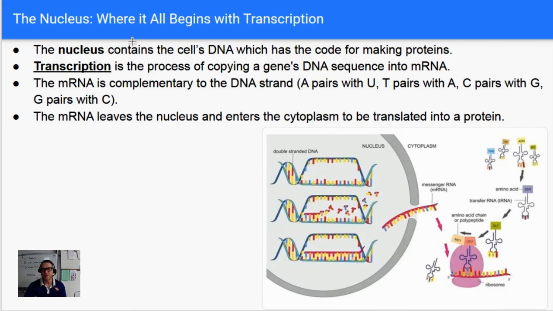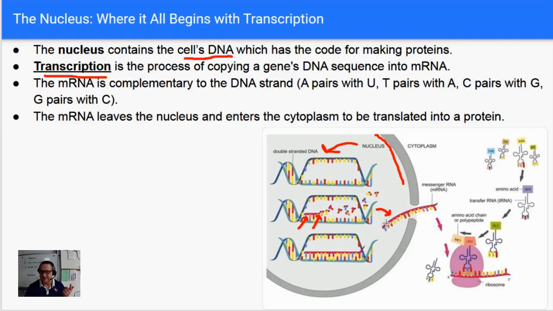All right, the nucleus, where it all begins with transcription. The nucleus contains the cell's DNA. So that's where DNA is found. It's stuck in the nucleus. So here's DNA right here. It's stuck within the nucleus of the cell. Transcription is the process, and I'm going to go over it in the next slide. It's where RNA is copying the code in DNA and forming a messenger or mRNA.